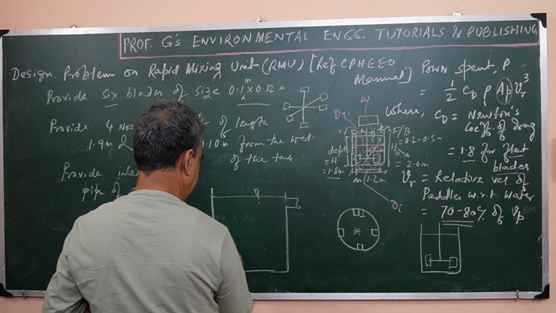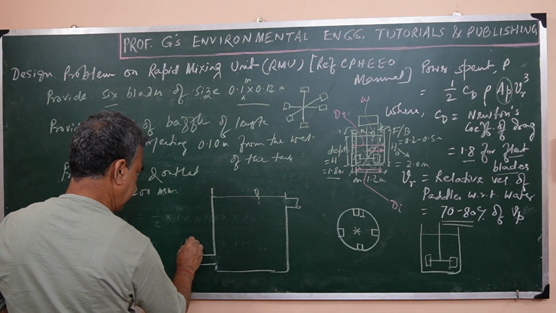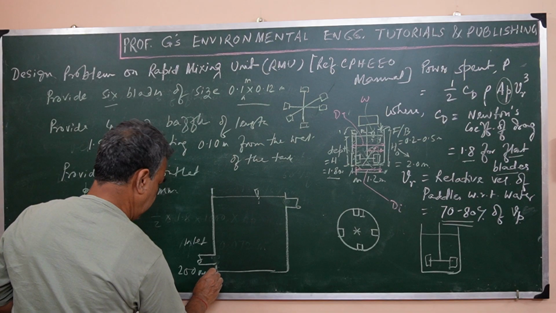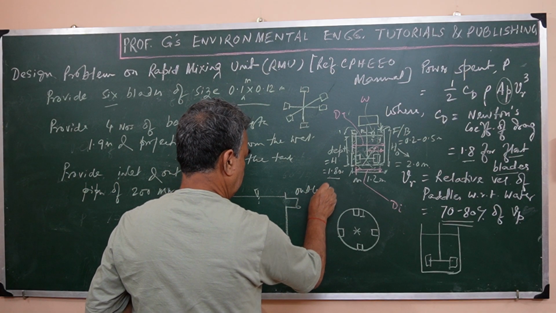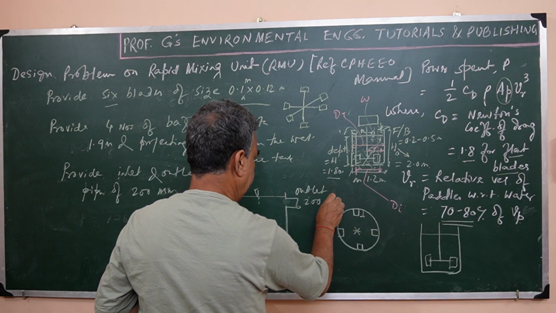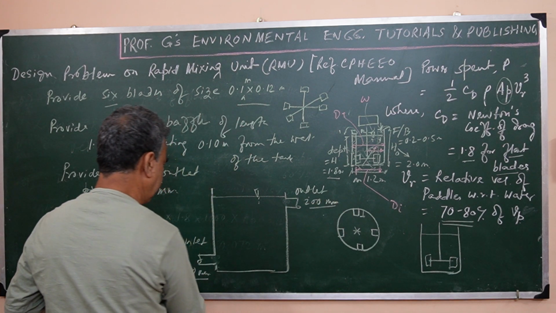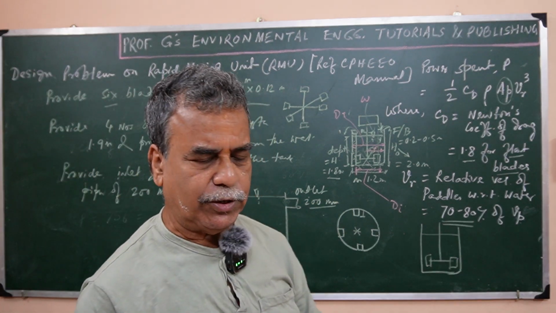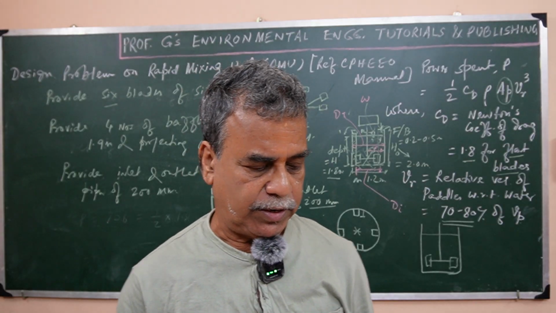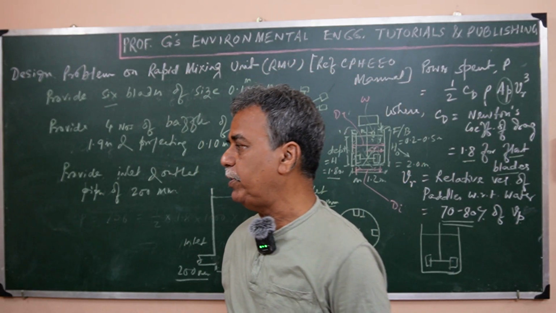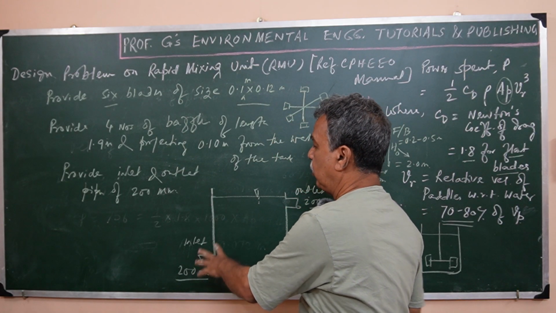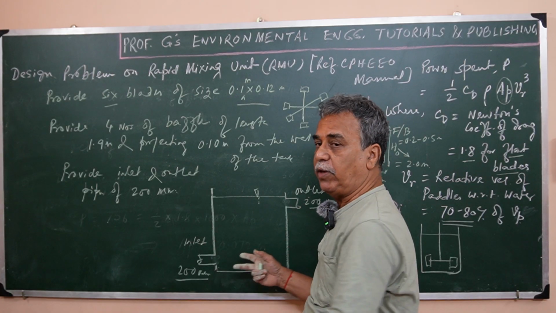This is the water level in the tank, this is the inlet pipe of 200 millimeter, and the outlet pipe diameter is also 200 millimeter, because these are standard diameters. You may have to calculate it, but here as per the CPHEEO manual it is directly given, because it is a very common pipe diameter. Otherwise, from the considerations of what the velocity in the outlet and inlet should be, you have to find out the diameter of the pipe.